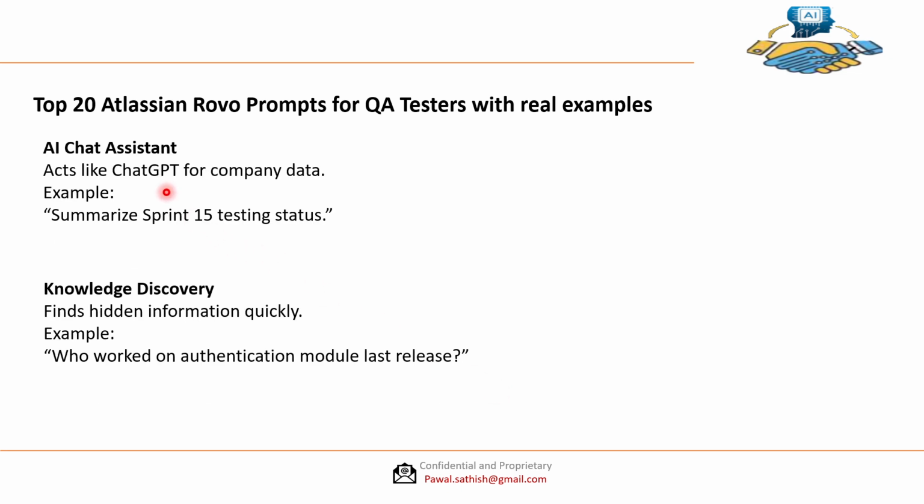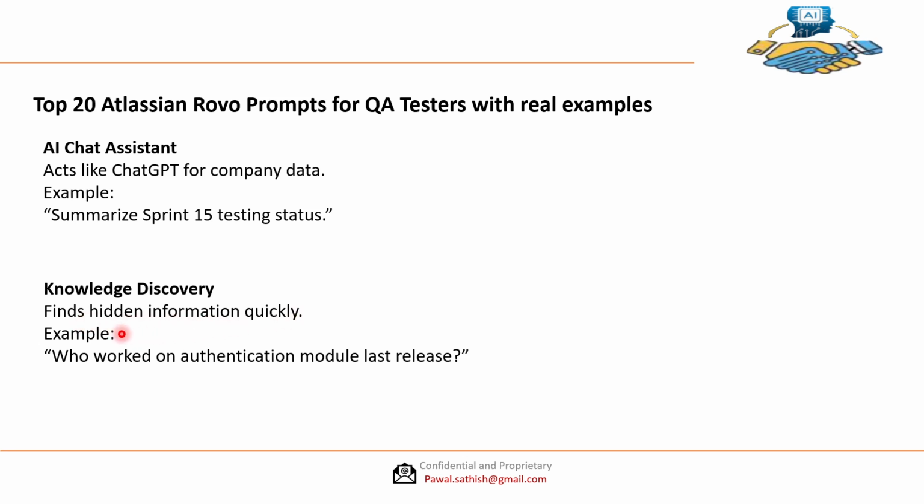The next key feature is the AI chat assistant. It acts like ChatGPT for company data. For example, we'll give the prompt summarize sprint 15 testing status, and Rovo will give the output. Then it also behaves like knowledge discovery. It finds hidden information quickly.